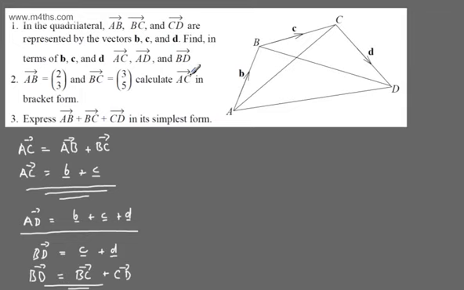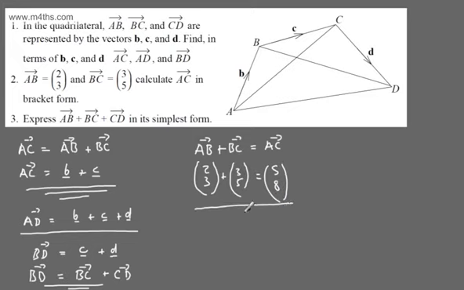We need to calculate AC in bracket form. AC is the resultant vector. So AB plus BC is going to give us AC. All we're doing is adding these two. So it's (2, 3) plus (3, 5). That will give me 2 plus 3 is 5 and then 3 plus 5 is 8.